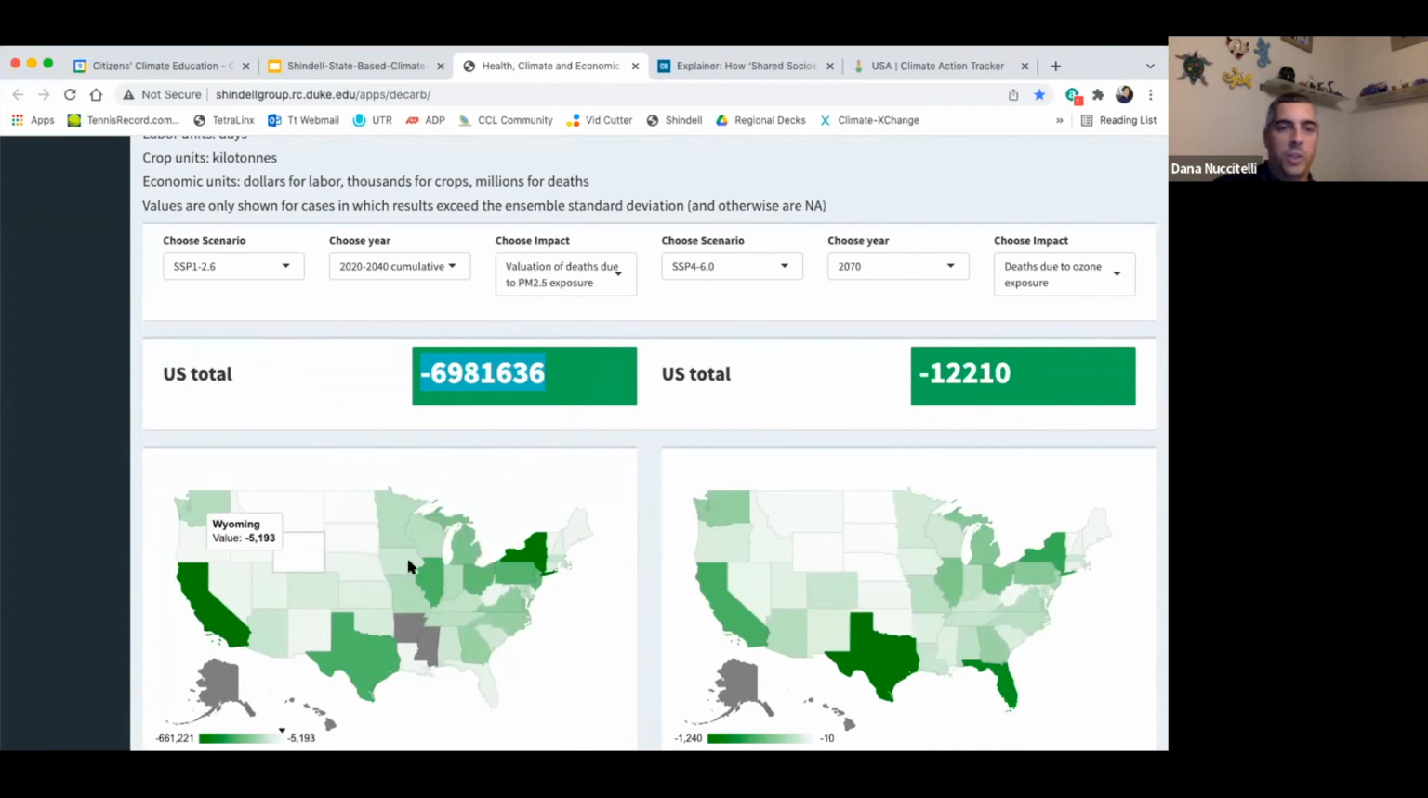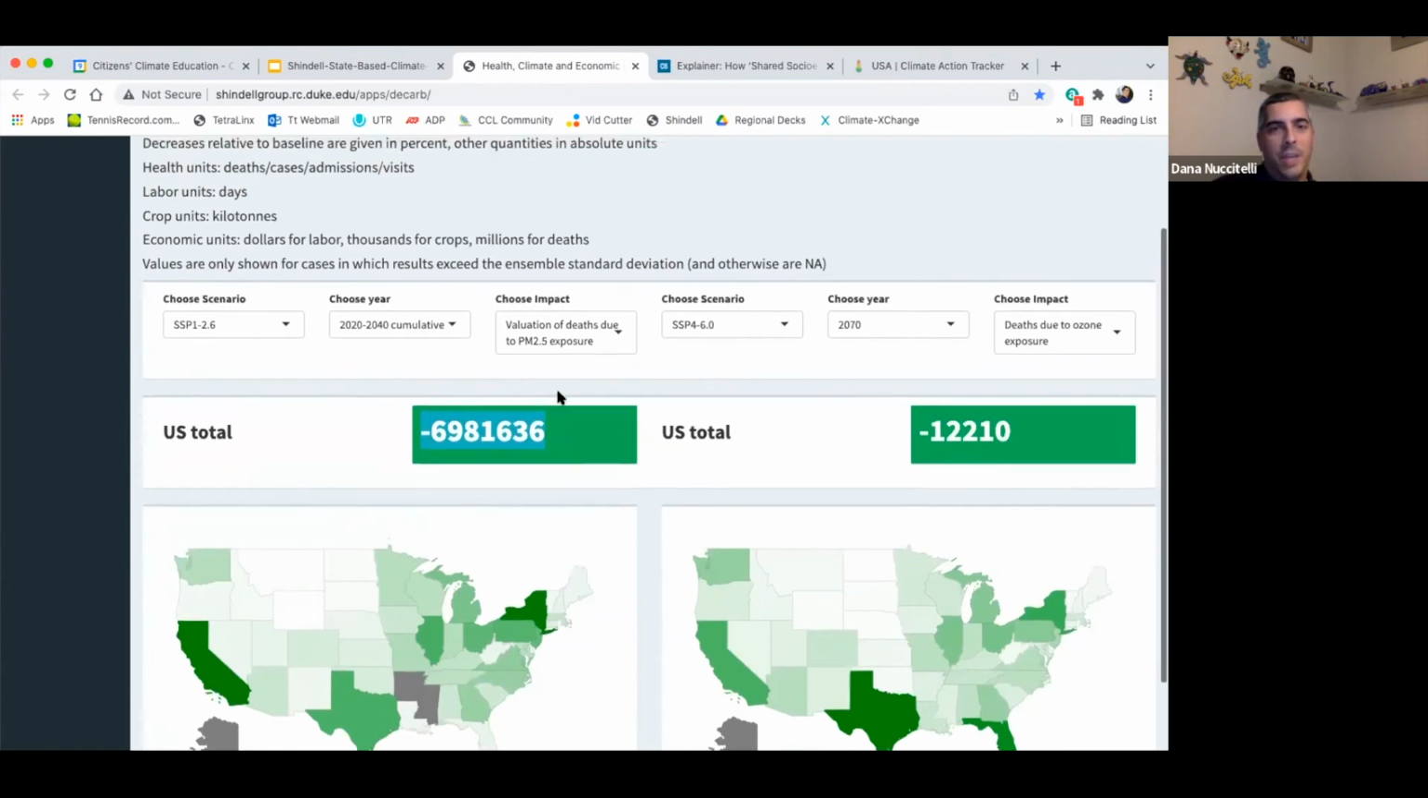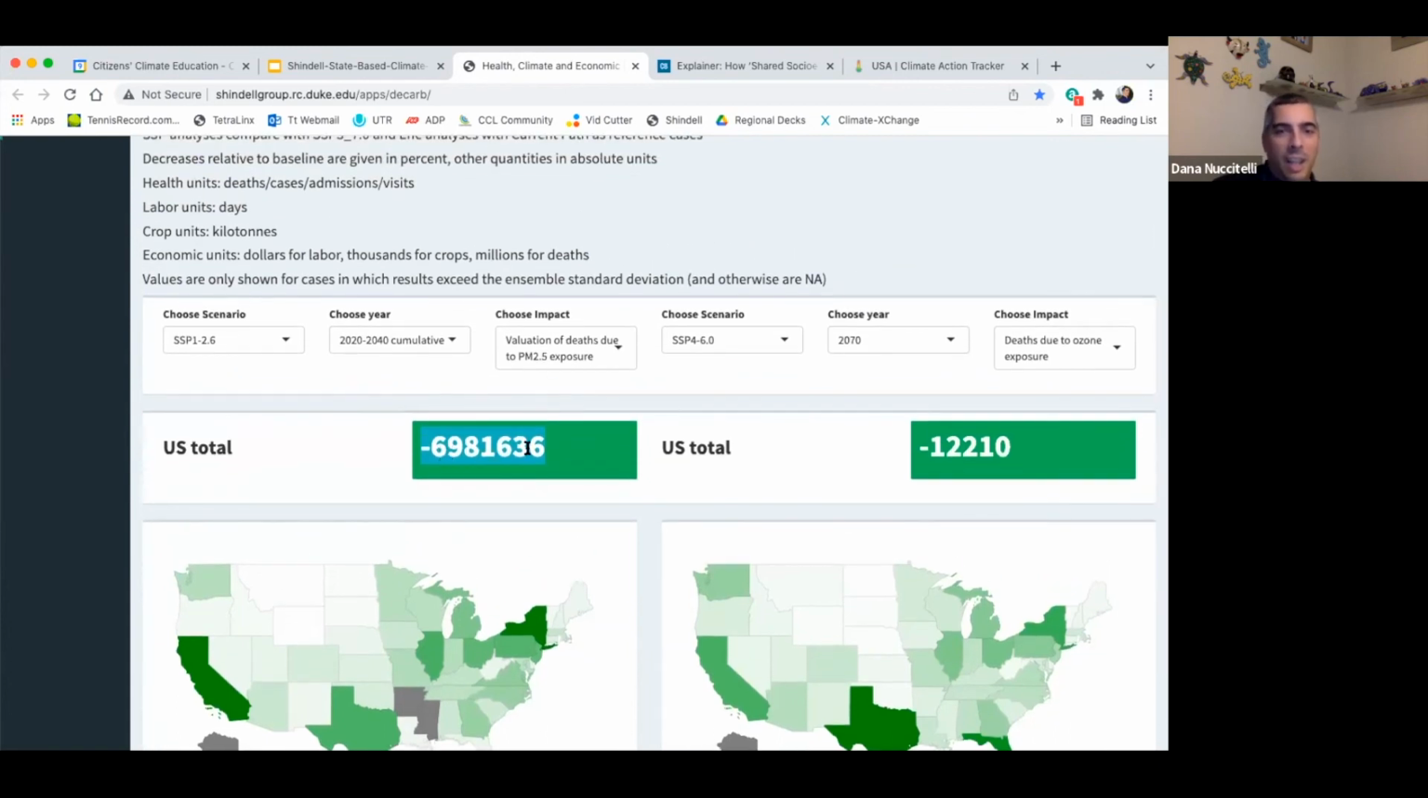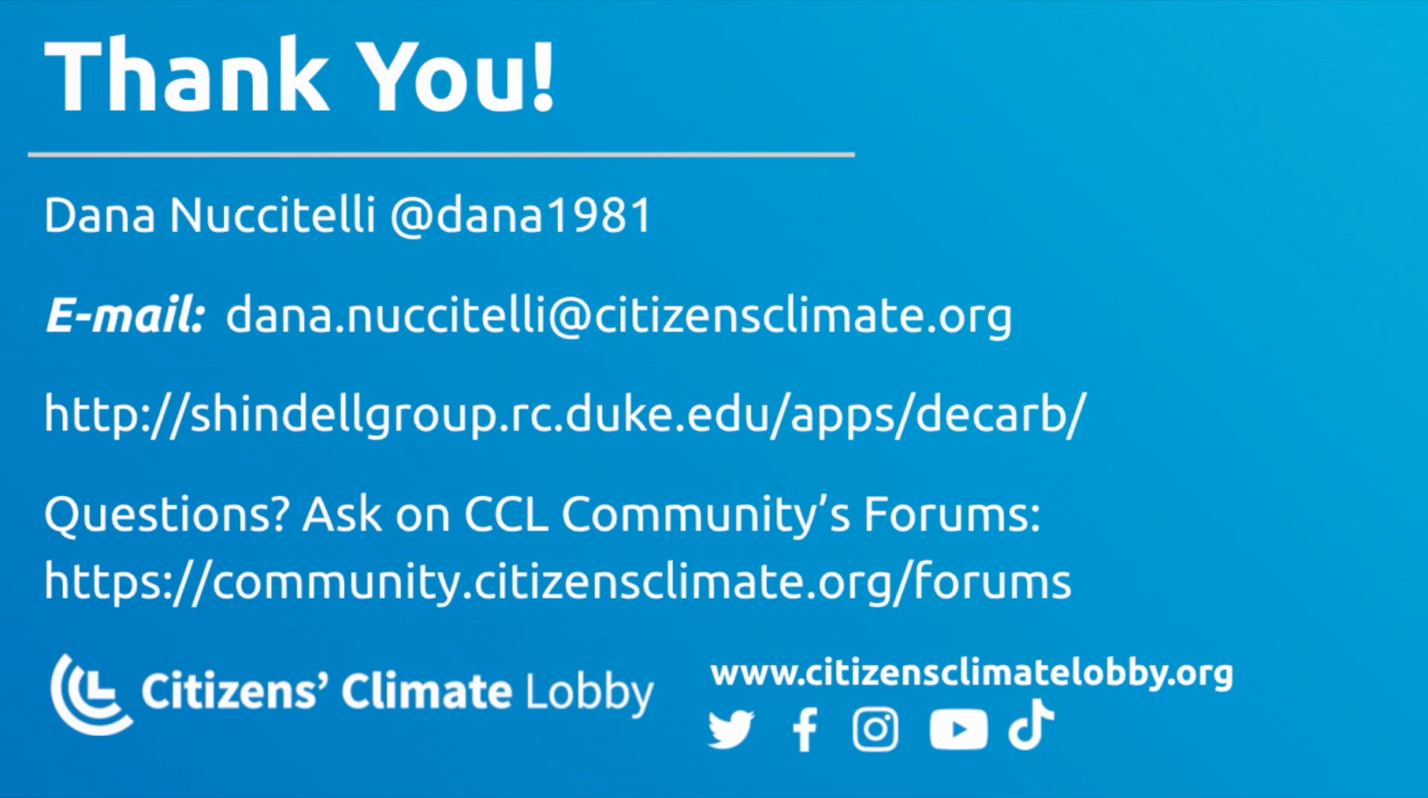So you can look at the individual states by hovering over them with your mouse, or you can look at the overall nationwide number by looking at this number in the box, and then make sure you look at the units. So it's 7 million times a million. So it's $7 trillion, if I'm getting that right, for the United States as a whole. So I'm going to stop there.